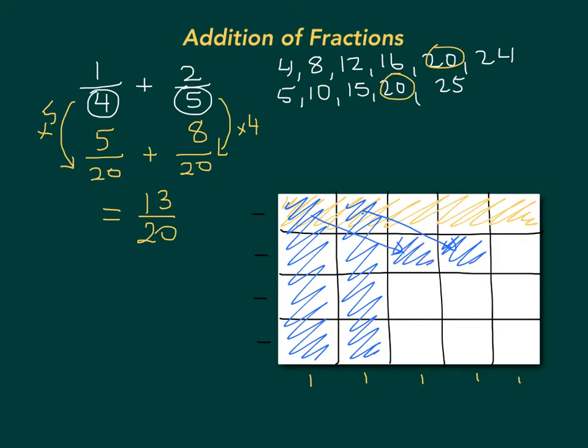Now we simply count up how many boxes are shaded. We have 1, 2, 3, 4, 5, 6, 7, 8, 9, 10, 11, 12, 13. We have 13 boxes shaded out of our total number of 20. And lo and behold, our answers are the very same.